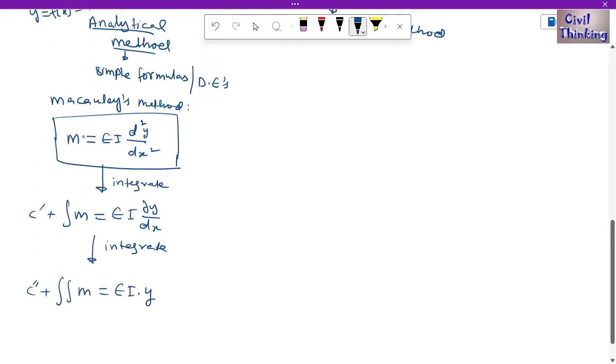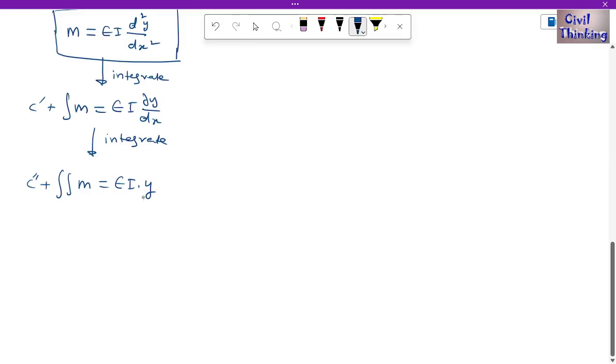using an analytical method, for example Macaulay's method. Now from here you will get the value of y. It will be c double dash plus the double integral of M divided by EI. So we get the y. Now this y is the exact solution.